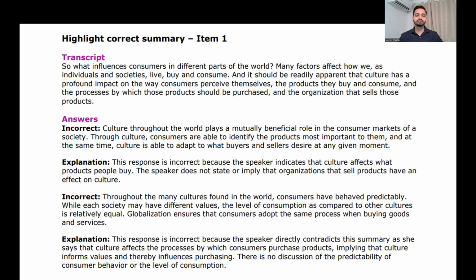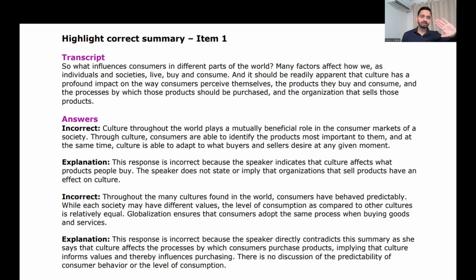Now let's look at option number two. Throughout many cultures found in the world, consumers have behaved predictably. While each society may have different values, the level of consumption as compared to other cultures is relatively equal. Globalization ensures that consumers adopt the same process when buying goods and services. There's no mention of globalization here, is there? So that information is not even mentioned, right?